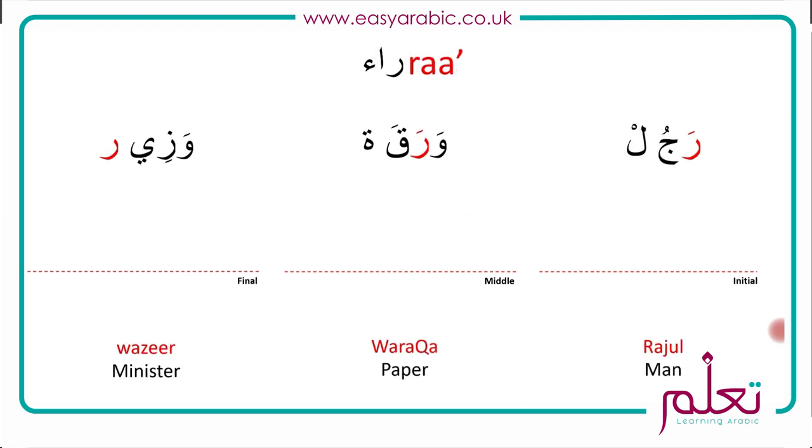Next we have the letter ra. First word is rajul. So it's ra. Then we have the jim. And then the lam. Rajul. Next we have waraqa. So we have the waw. Then we have the ra. Then we have the qaf. And then the tamarbuta at the end again, which indicates it's a feminine word.